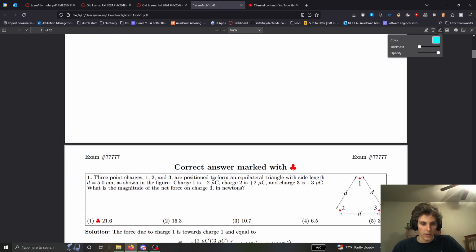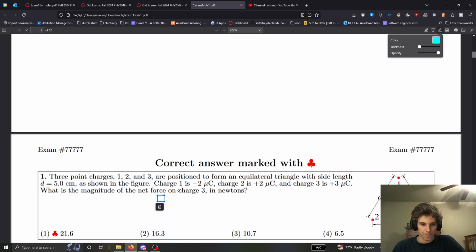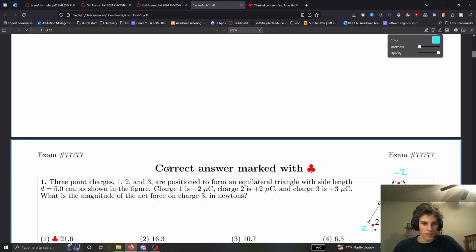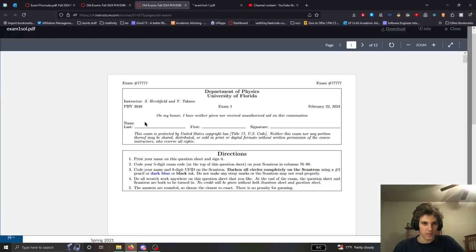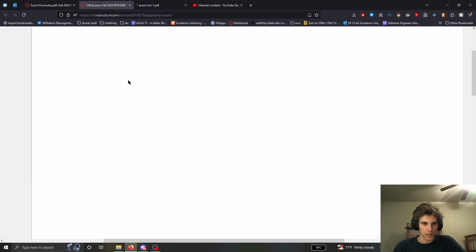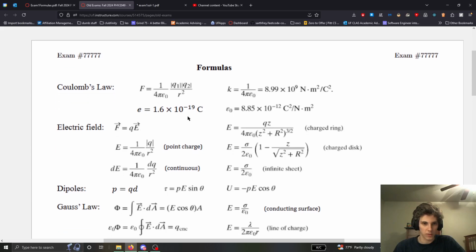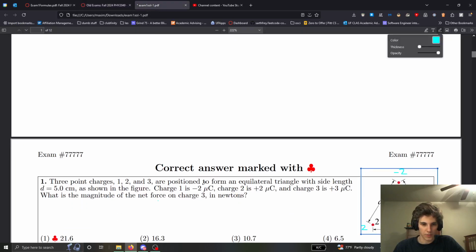All right. Let's start with number one. Point charges here as such, 1, 2, and 3, with side length of distance of 5 centimeters. Charge 1 is -2, charge 2 is +2, charge 3 is +3. And what is the magnitude of the charge on this charge 3? Now, this is just a Coulomb's law question. We're just going to sum up all the charges here.